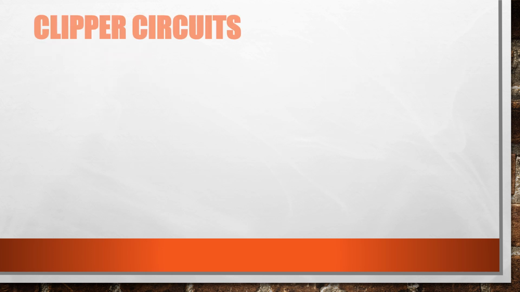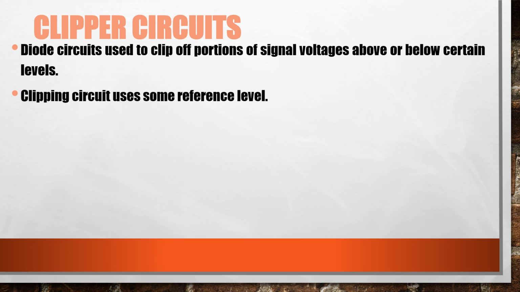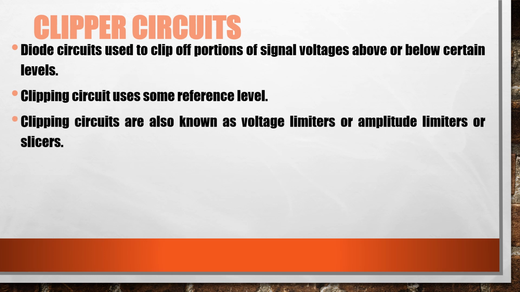Now, what are clipper circuits? Clipper circuits are diode circuits that are also called clippers or limiters. They are used to clip off portions of signal voltages above or below certain levels. These clipper circuits use some reference level. It means waveform above or below that reference level is clipped. Clipper circuits are also known as voltage limiters or amplitude limiters or slicers.